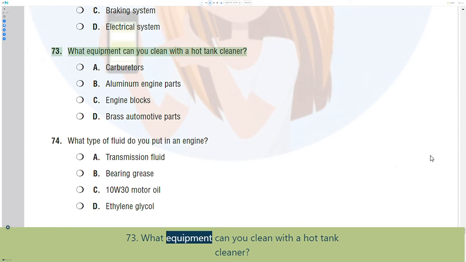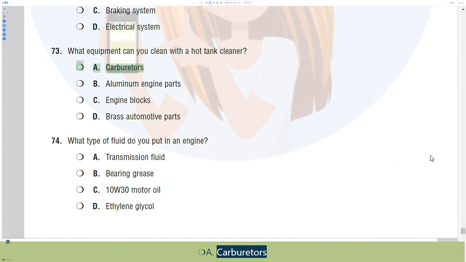73. What equipment can you clean with a hot tank cleaner? A. Carburetors. B. Aluminum engine parts. C. Engine blocks. D. Brass automotive parts.